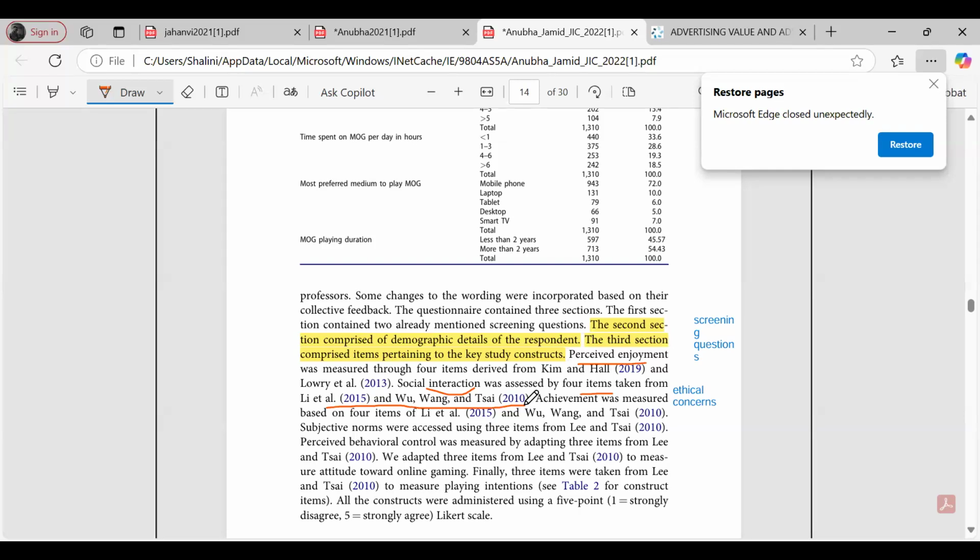But you can always combine 1, 2, 3, 4, and if you are adapting, and not adopting, you can always make a change. You can always add a few and you can delete a few also, right? So achievement was measured based on 4 items, again, see, 2 scales have been taken. Subjective norms were assessed using 3 items from only one. Perceived behavioral control was measured by adapting 3 items from this, and we adapted it. Now the point is, how do you basically collate everything, right? So what do you do? I'll suggest one thing, how you can do that.